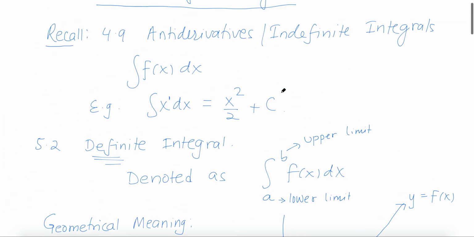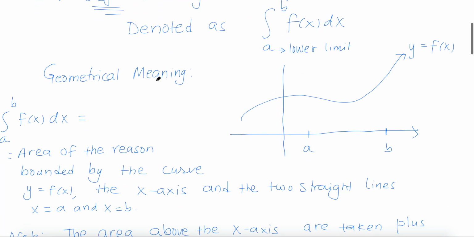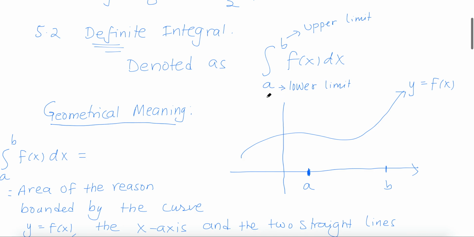What's the difference between finding the indefinite integral and finding this definite integral? Let's talk about the geometrical meaning first. To find the integral from a to b of f of x dx, let's first sketch the graph of y equals f of x. So this is our graph. Let's say this is our lower value a. The reason we call it the lower value is that it's the lowest value of x and that's the highest value of x. Always a is the lower value and b will be the upper value.